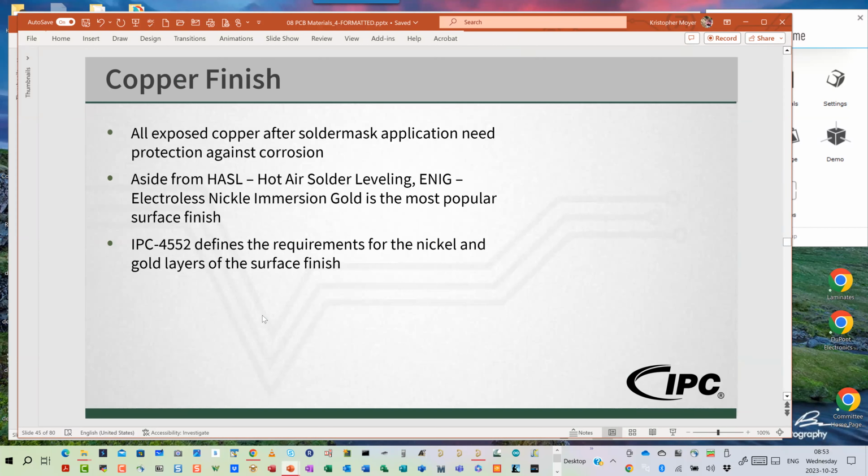Next is copper finish. Hopefully we're all familiar with HASL or HAL, the hot air solder leveling. This is the surface copper finishes.